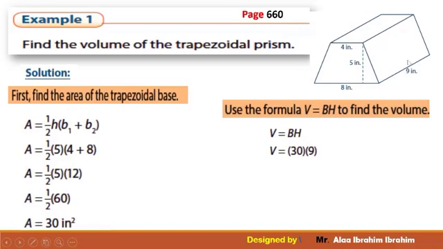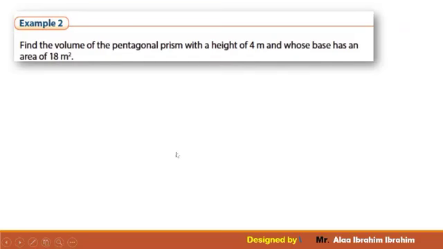Did you see, this 9 is the height for your prism. Okay, so I multiply by 9. Now I have 270, but the volume is in cubic inches, with cubic, always, because I'm dealing with three dimensions. Okay, now we're going to another thing.